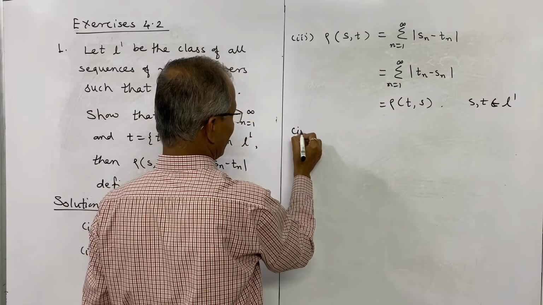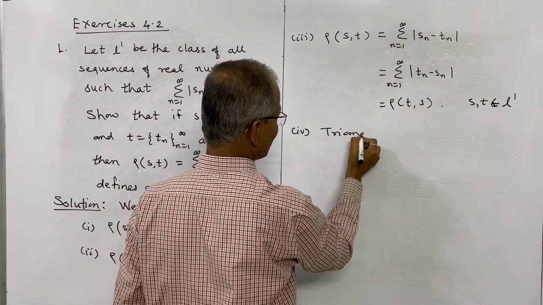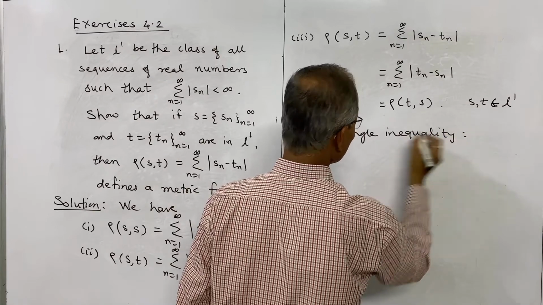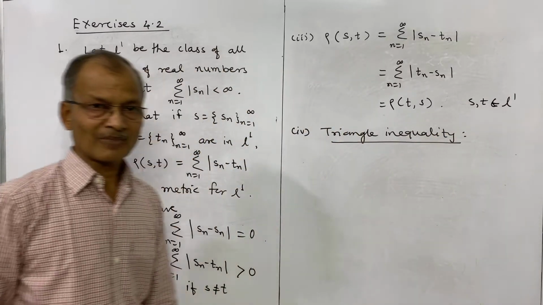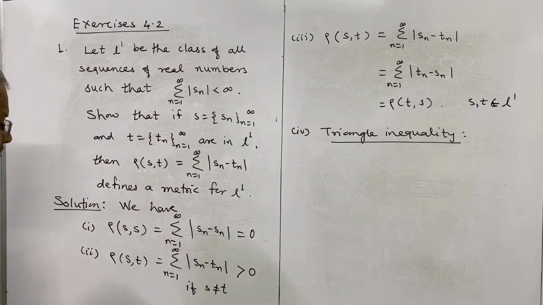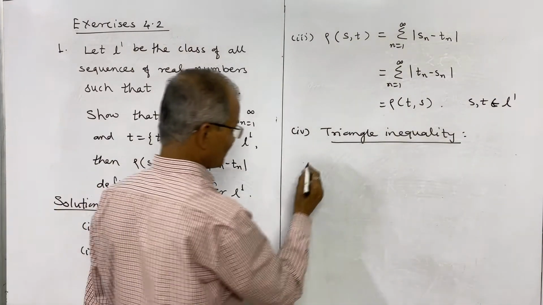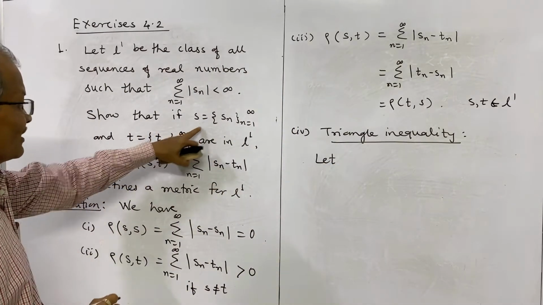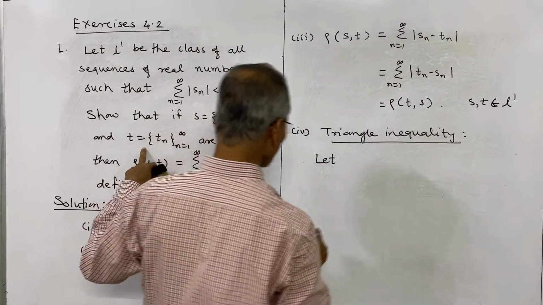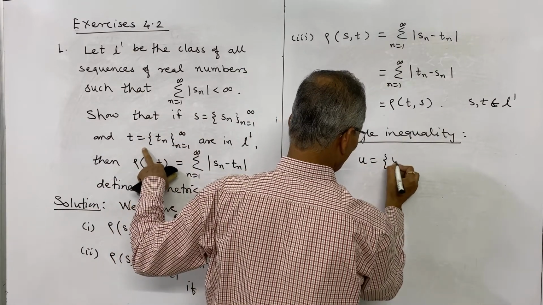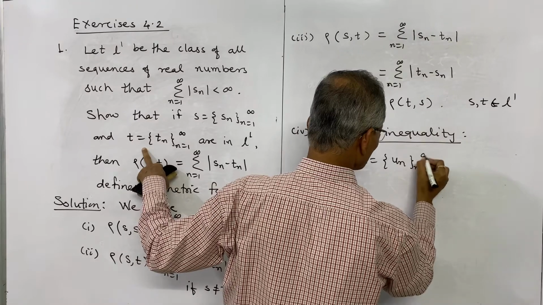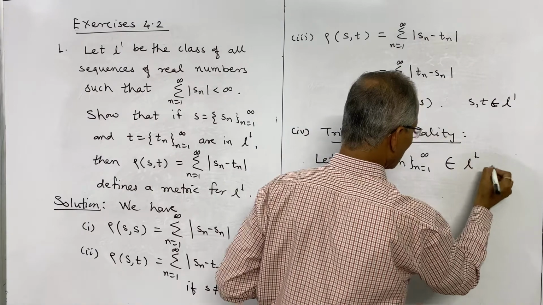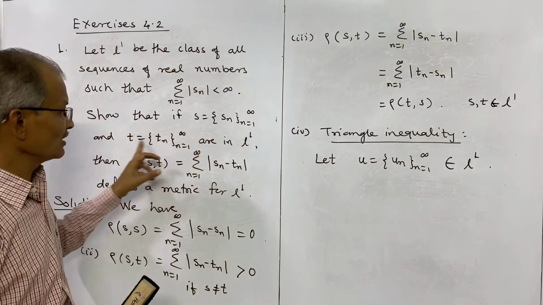Now the triangle inequality. This is important to verify. We have considered earlier examples where these properties occurred. Three elements, or three points, we have to consider in the metric spaces. Let S and T be as given in the problem. We will consider U here. Let U be the sequence Un, n from 1 to infinity, belonging to L1. The third sequence we have considered is U, along with S and T.